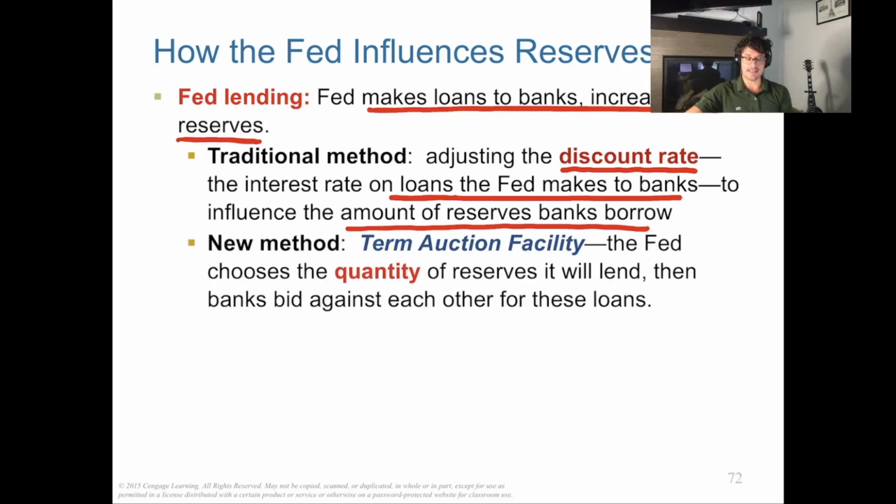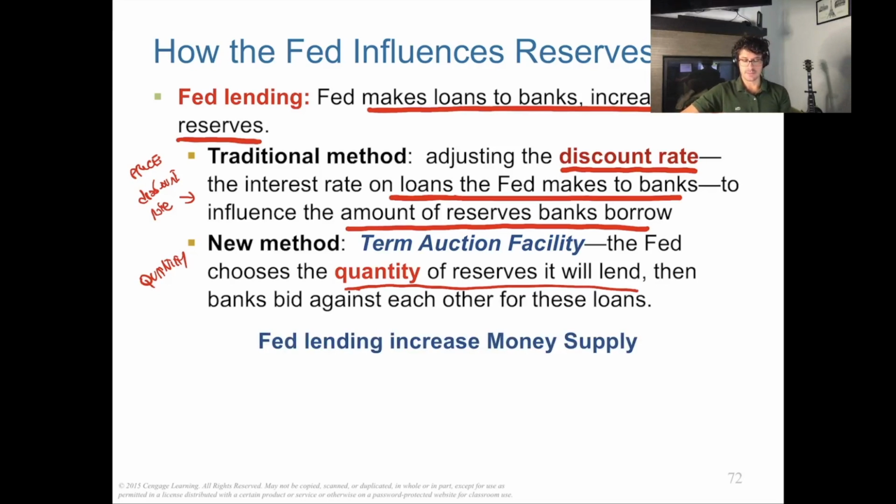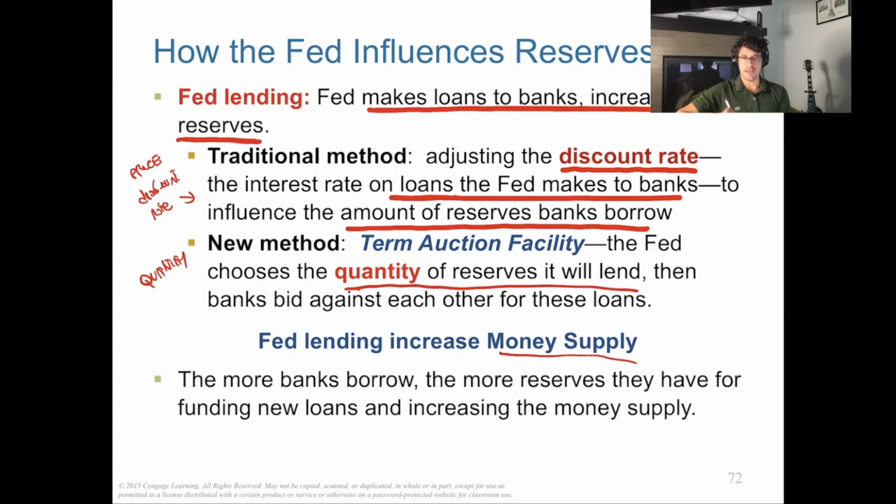The new method, instead, does not target the price, the discount rate. This is a price, but the new method affects the quantity. The idea is that the Fed chooses the quantity of reserves it decides to lend, and then lets the banks bid against each other for these loans. By doing so, Fed lending increases the money supply. Okay, the more banks borrow, the more reserves they have, and therefore the more loans they want to make, increasing the money supply.